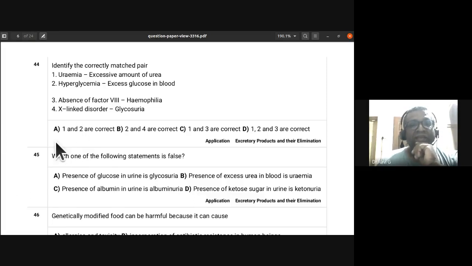So here they have given different choices. A, 1 and 2 are correct. B, 2 and 4 are correct. C, 1 and 3 are correct. D, 1, 2, and 3 are correct. So the right answer for the 44th question is D. So 1, 2, and 3 are correct. Only this is the incorrectly matched pair. The correctly matched pair is 1, 2, and 3.